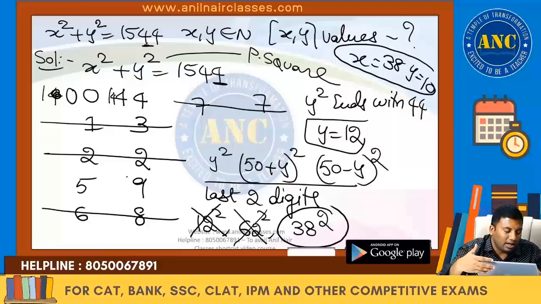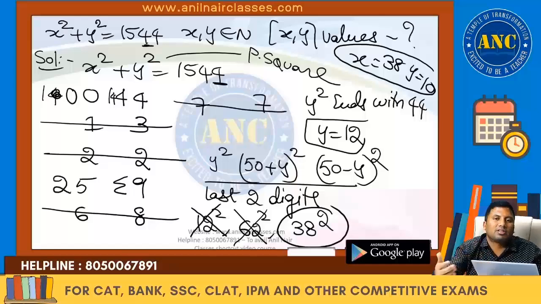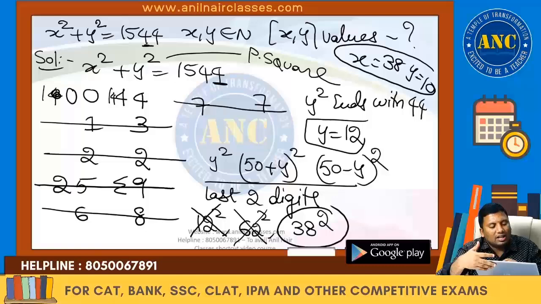Now 5 and 9. Any perfect square ending with 9 has an even tens place. 7 square is 49, 13 square is 169. Any perfect square ending with 5 has tens place 2. 9 plus 5 is 14, 1 carried. 2 plus even is even, 1 plus even is odd. But according to the question, the tens place should be even. So this case is eliminated. So the only case that satisfies this question is x is 38, y is 10.